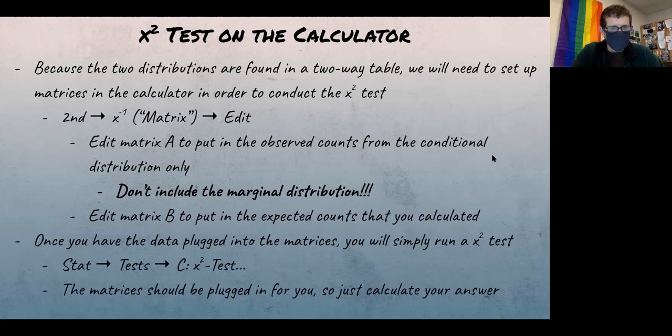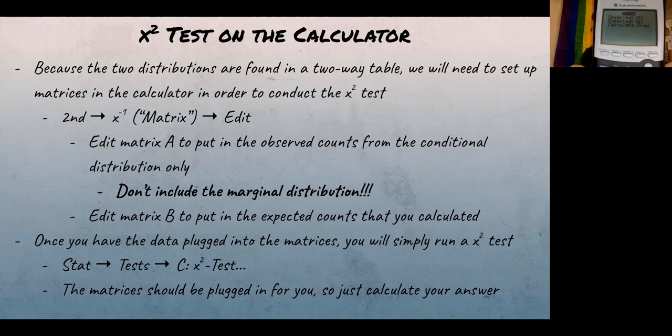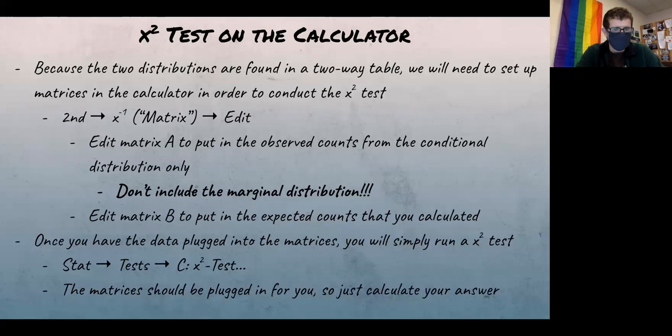So what we need to do is, like always when we're trying to access a test, go to Stat, Tests on the far right, and go all the way down to option C, where you're going to find your chi-square test. You've already done the hard part of this. Again, Stat, Tests on the far right, option C is your chi-square test. Notice it already has preloaded in there when you select it that your observed counts are in matrix A, your expected counts are in matrix B, and all you have to do is calculate.